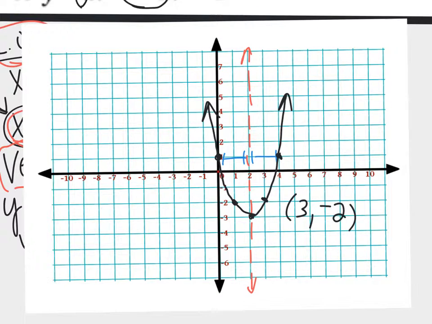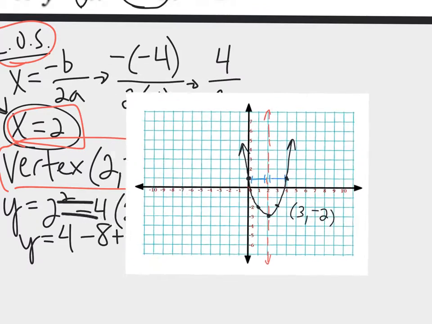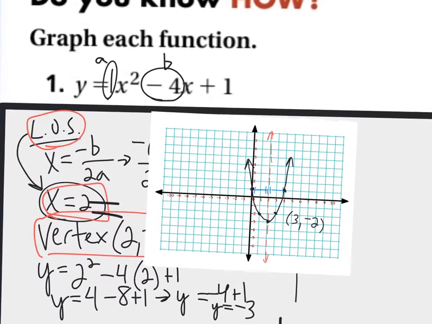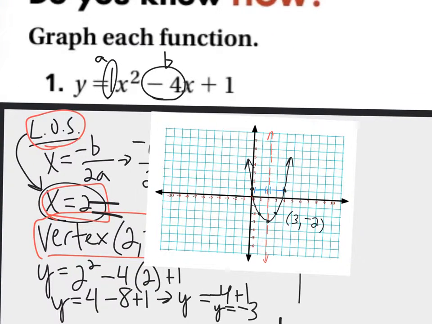And again, always think about, I didn't mention it on this problem, whether your graph's going to open up or down. On this problem, since we had a positive x squared, we knew our graph was going to open up. So that means that our vertex is the minimum. So in other words, when I find my vertex is 3, -2, I know -2 is the lowest y value. So -2 on up is what I need to make sure I have room for on my graph.